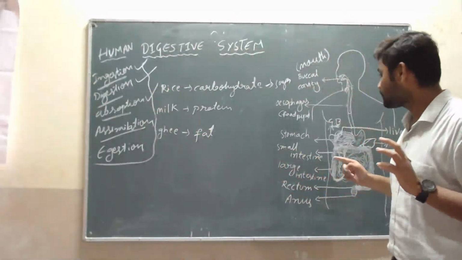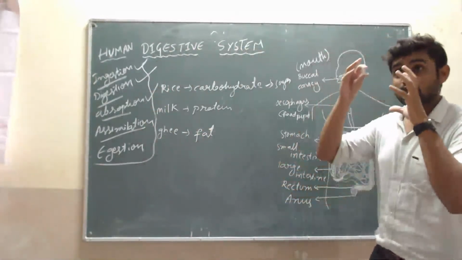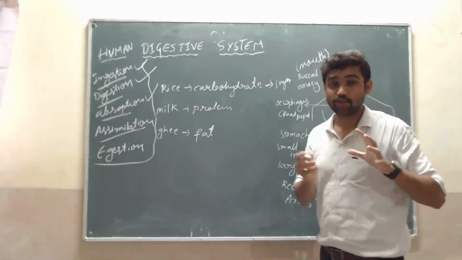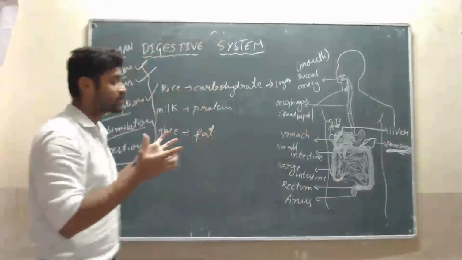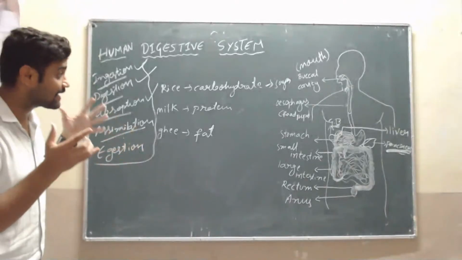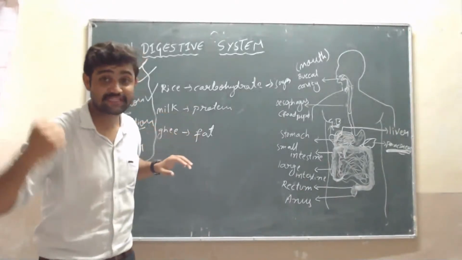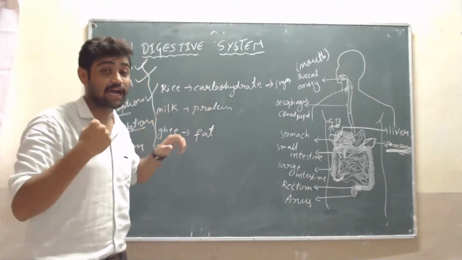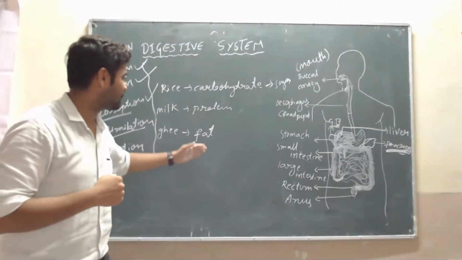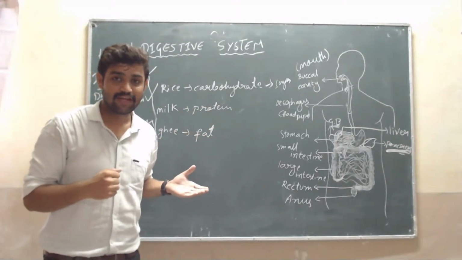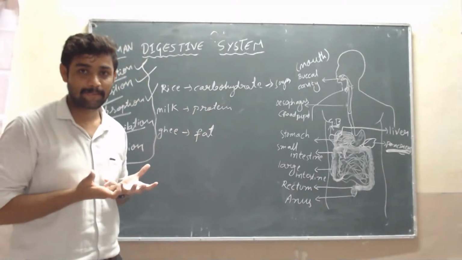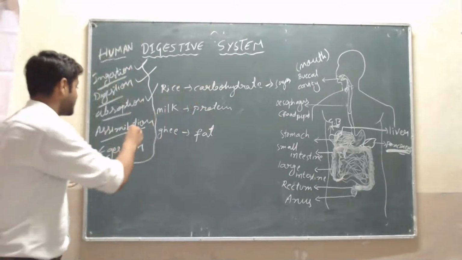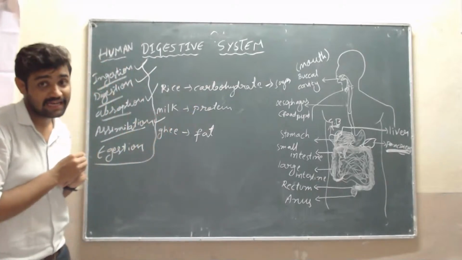Then what is meant by assimilation? Through the blood, the total food is transferred to the body. Protein is a bodybuilding food, carbohydrate is an energy-giving food, and fat is also an energy-giving food. That is called assimilation.